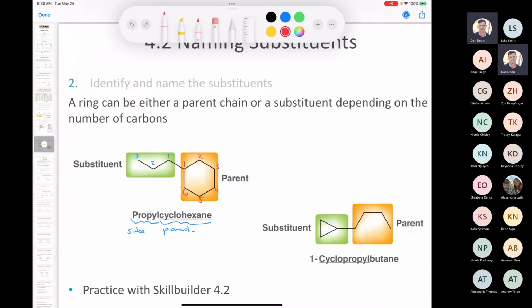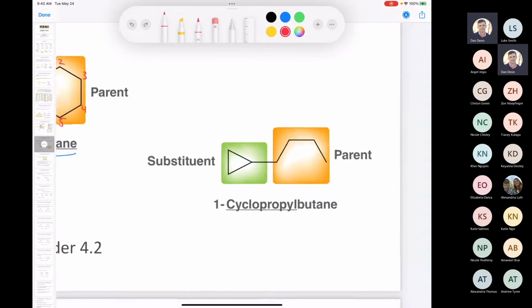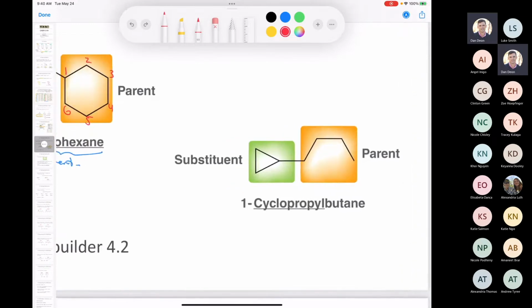So the parent in this case happens to be the ring, but if you look at this example, the parent is not the ring, because the chain here has 1, 2, 3, 4 carbons in it, and the ring only has 1, 2, 3. So the ring is smaller than the chain. And so we list the substituent first, which in this case is a ring, which is a cyclopropyl. So this is our substituent. And then butane happens to be our parent, because butane has 4 carbons in it.